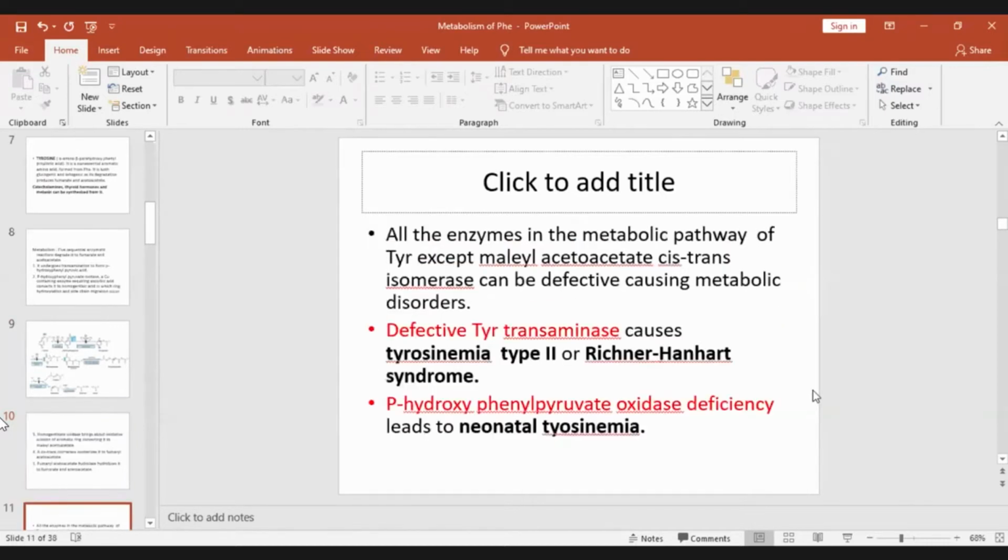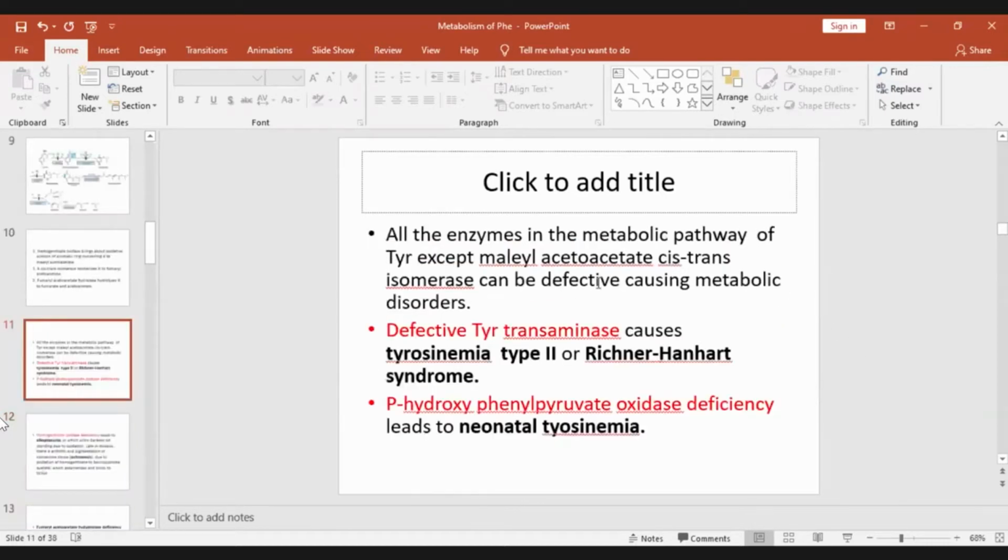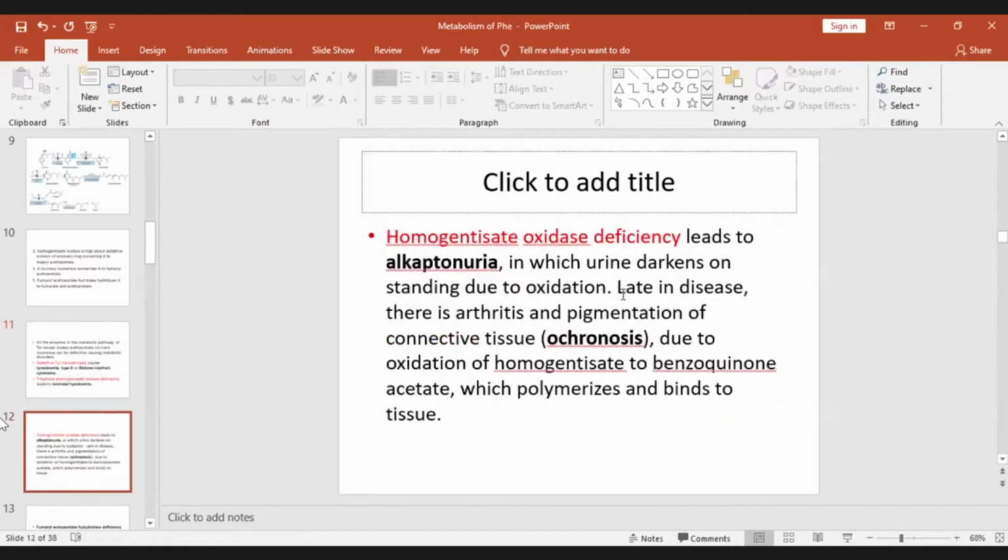There is the catabolism. So all the enzymes in the metabolic pathway of tyrosine except maleylacetoacetate cis-trans isomerase can be defective, causing metabolic disorders. So defective tyrosine transaminase causes tyrosinemia type 2, Richner-Hanhart syndrome. Para-hydroxyphenylpyruvate oxidase deficiency leads to neonatal tyrosinemia, whereas homogentisate oxidase deficiency leads to alkaptonuria, in which urine darkens on standing due to oxidation.